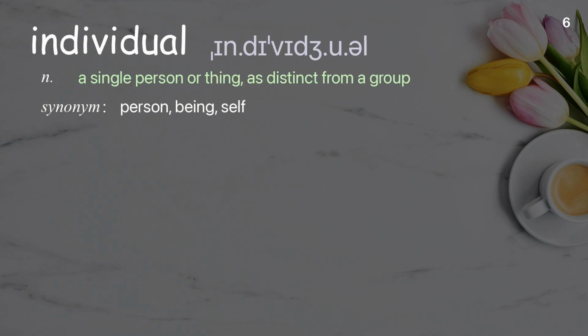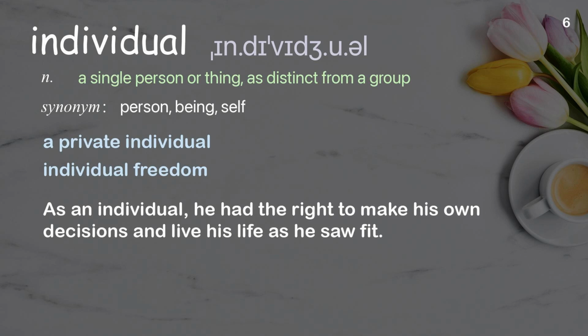Individual. A single person or thing, as distinct from a group. Examples: a private individual. Individual freedom. As an individual, he had the right to make his own decisions and live his life as he saw fit.